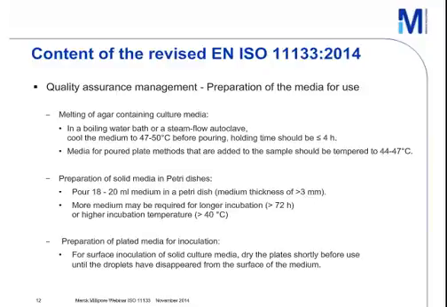For preparation of solid media in Petri dishes, the pouring volume is given as 18 to 20 milliliters in a Petri dish for a medium thickness of more than 3 millimeters. More medium may be required for longer incubation, longer than 72 hours, or higher incubation temperature, more than 40 degrees, to prevent dryness. The preparation of plated media for the inoculum should include drying the plates shortly before use, for example, until the droplets have disappeared from the surface of the medium.